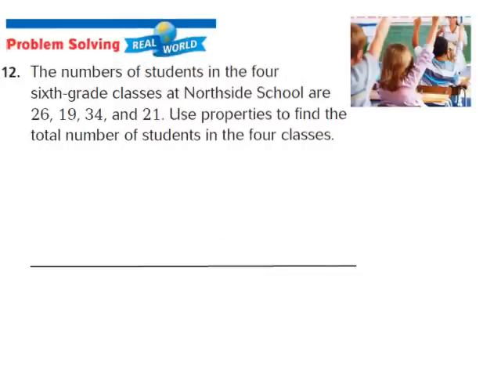Now, let's take a look at question number 12. It's another one of our real-world problem-solving questions, and it says, the numbers of students in the 4 6th grade classes at Northside School are 26, 19, 34, and 21. Use properties to find the total number of students in the 4 classes. Now, what I notice in this problem is, it says find the total number of students. And I know that when I see the word total, I'm going to need to add my numbers together. So I'm going to write down 26 plus 19 plus 34 plus the 21.